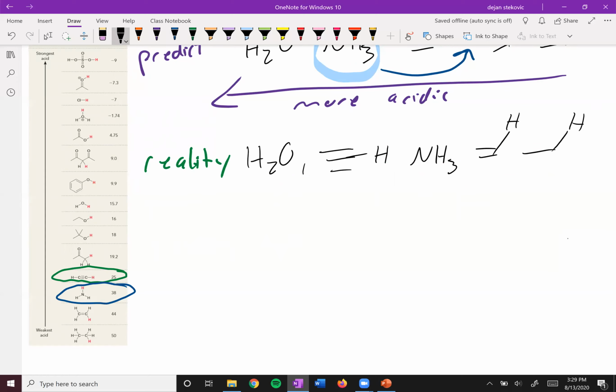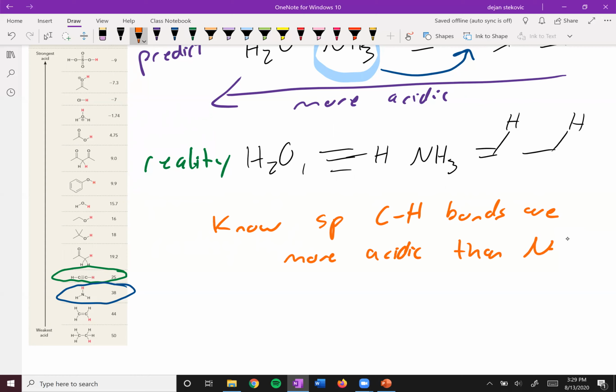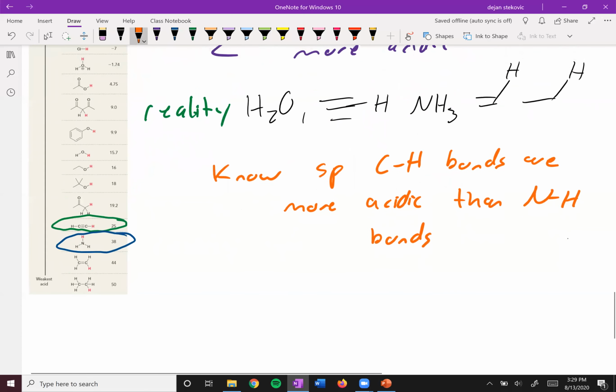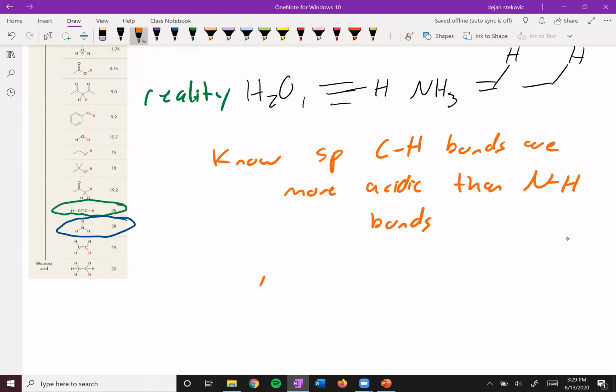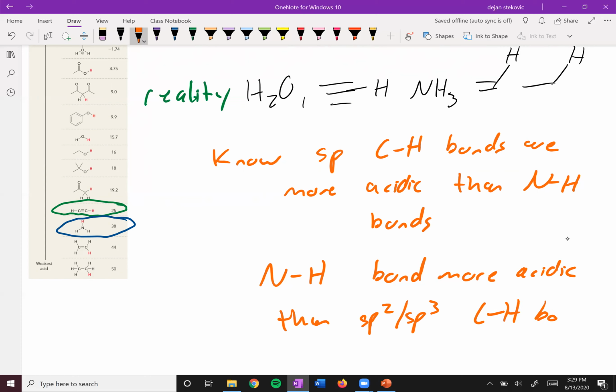This NH3. And so the exception that I want you to know is that sp-CH bonds are more acidic than NH bonds. But then I also want you to know that it's just sp-CH bonds. NH bonds are still more acidic than sp2 or sp3-CH bonds.